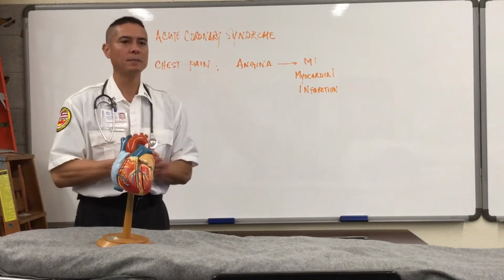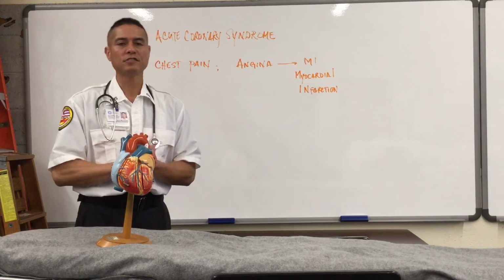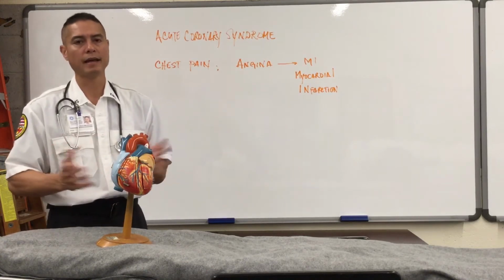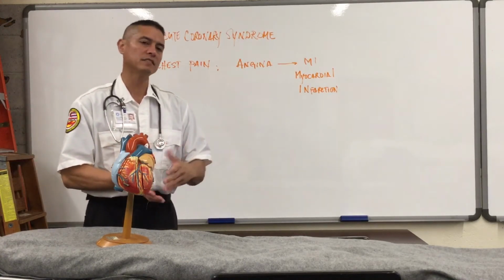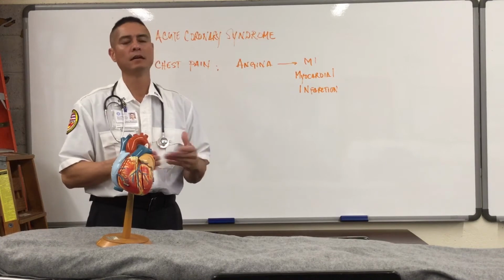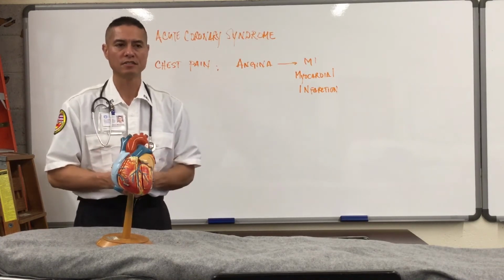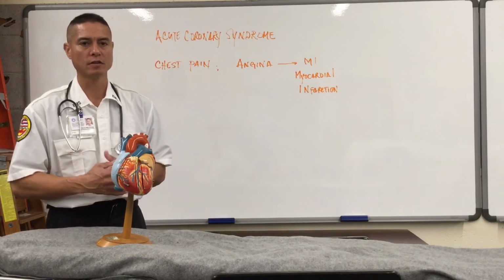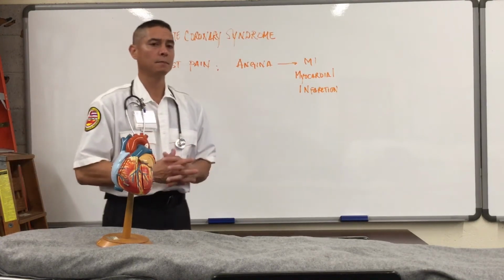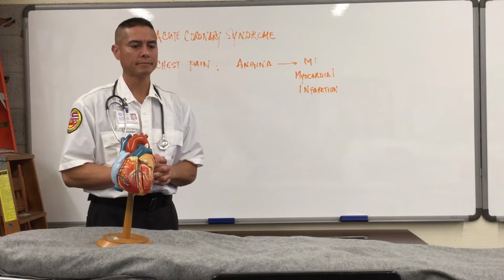Severity. It's up to the patient's tolerance. So this severity could be from 0 to 10. And we want to gauge this based on how much we've done to make it better. So if we're giving them rest, we're giving them the oxygen, and we're having them take their nitroglycerin, we want to see the pain reduction in this.